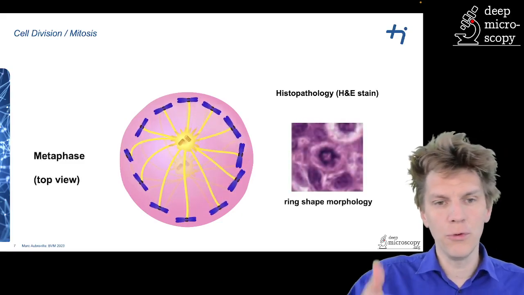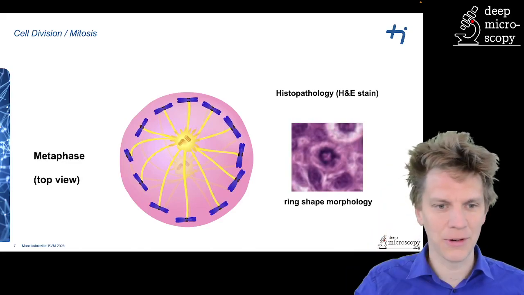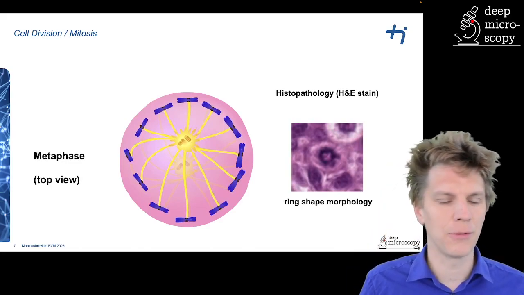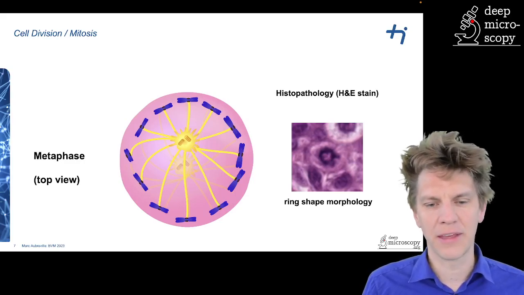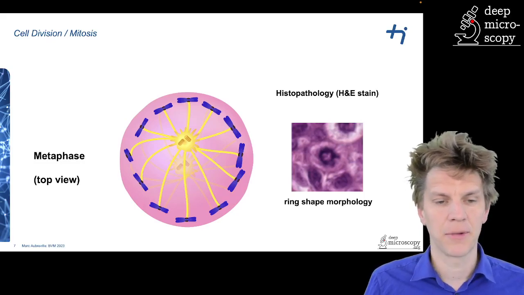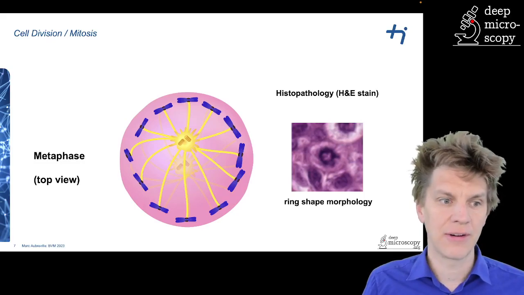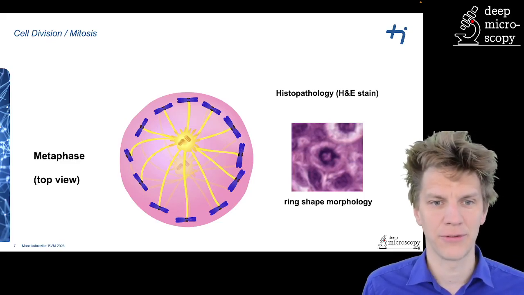Also, if we move the whole situation, I mean, now we looked basically from the side, and now if we're looking from the top, then we can see that this whole thing can also look very differently. So it can also look like a ring because of the geometric arrangement of that. It's the same thing, it's still the metaphase of mitosis.